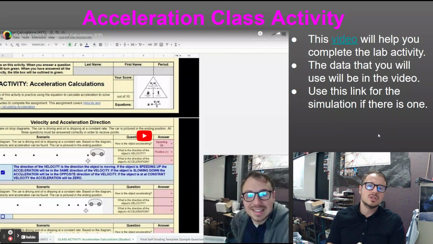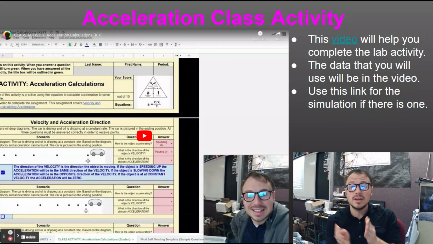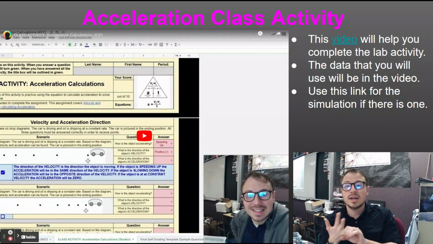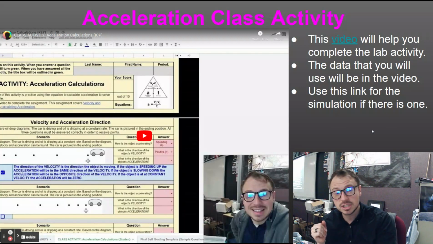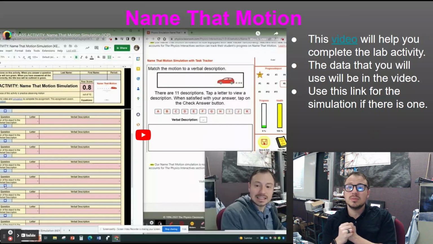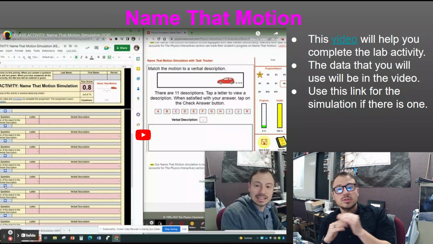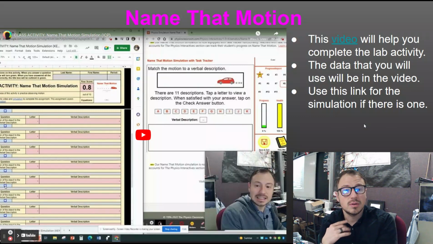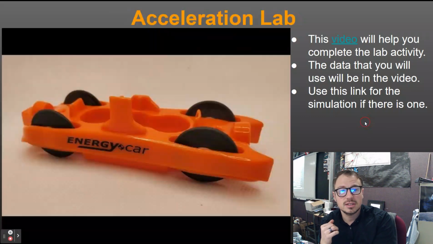So in order to reinforce this lesson, what we did was we did the acceleration class activity. Now on this, there were several different things. You can see that in the little thumbnail, we're looking at those oil drop diagrams, right? Where you have to say, well, is it speeding up? Is it slowing down? What direction is the velocity? And what direction is the acceleration going in? Now, we did this simulation. This is like a Physics Classroom one. Name that motion. So this was looking at different scenarios and naming that motion, right? So this is that second one.